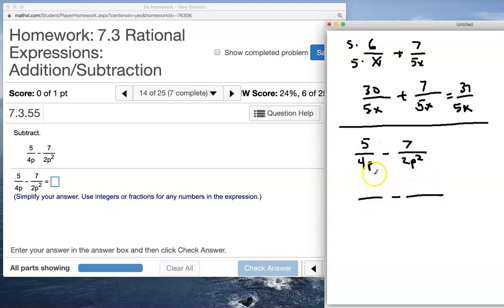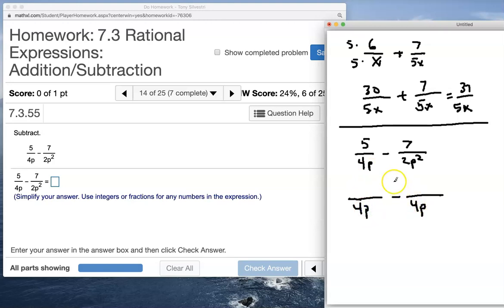What's the common denominator of 4 and 2? Don't say 2. 2 is a factor. 2 is not the lowest common denominator because 4 can't divide into 2. 4 is the lowest common denominator. 4 divides into 4. 2 divides into 4. That's the lowest common denominator. And I see a p. I'll list a p there.